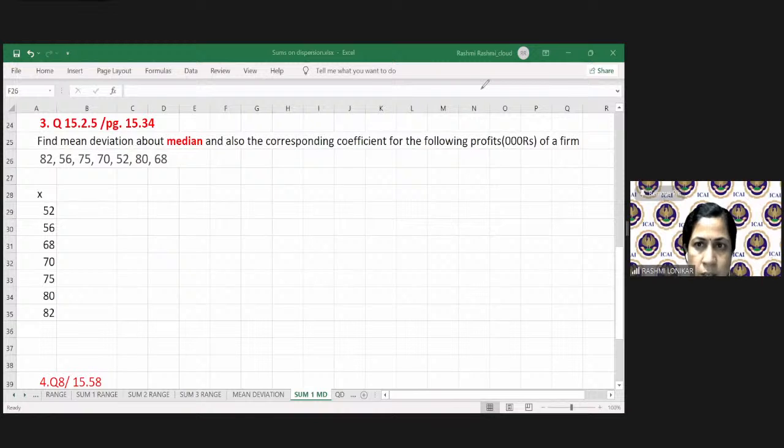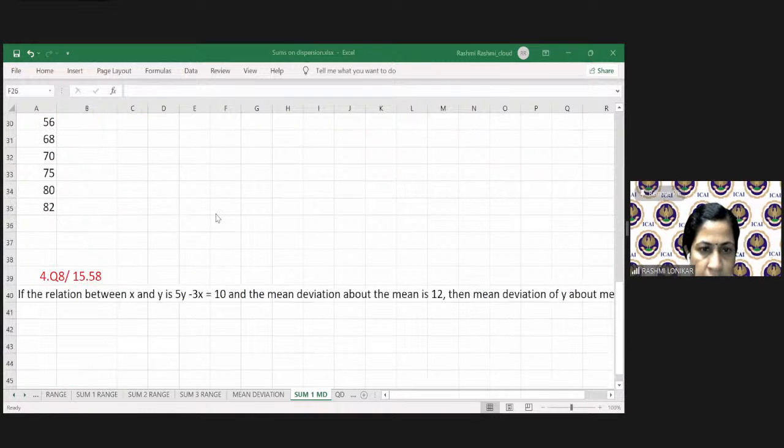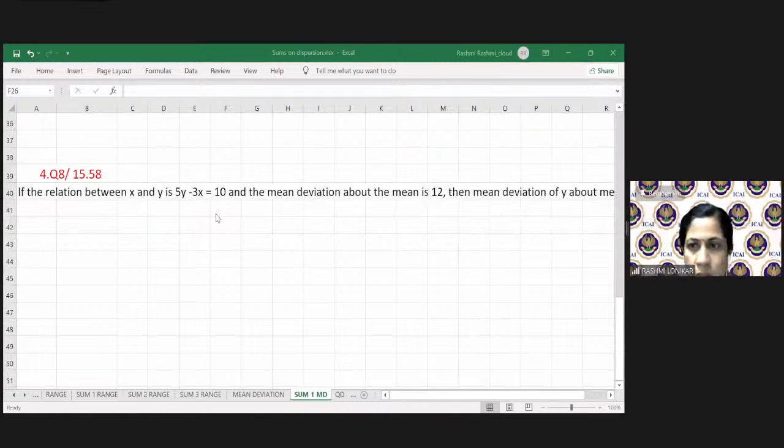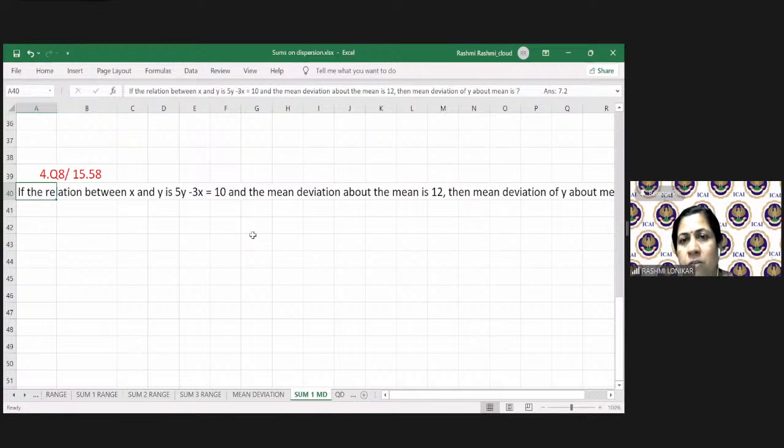Now let us go to the next sum, that is question number 8. If the relation between x and y is 5y minus 3x is equal to 10, and the mean deviation about the mean is 12, then the mean deviation of y about the mean is how much?